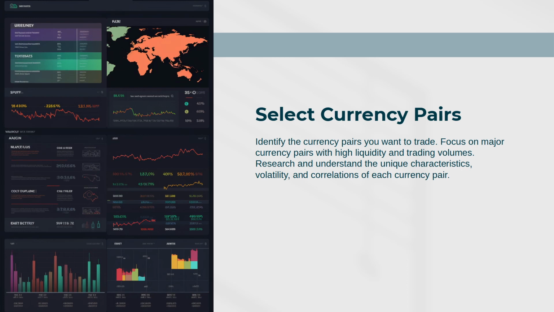Select currency pairs. Identify the currency pairs you want to trade. Focus on major currency pairs with high liquidity and trading volumes. Research and understand the unique characteristics, volatility, and correlations of each currency pair.